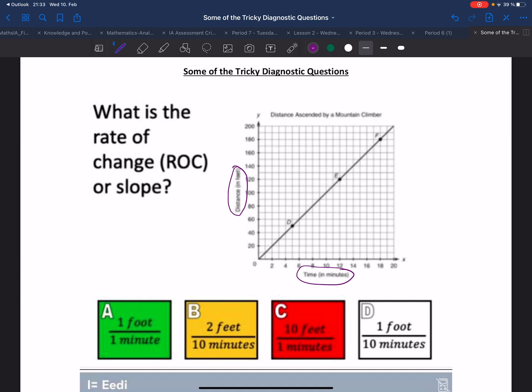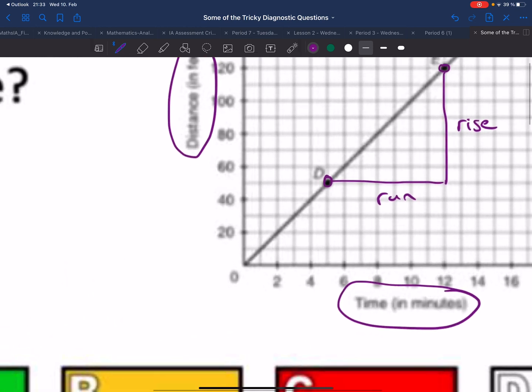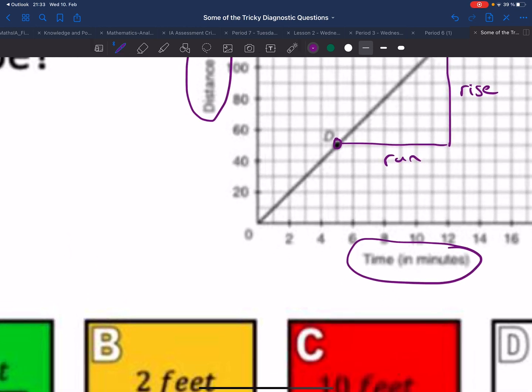And I can do lots of different things. I could pick, for example, point D and point E and find the rise and the run here and work it out. Or I could pick any 2 points. And actually, for me, I think it's probably easiest to pick this point and this point, because they're going to give me smaller numbers.